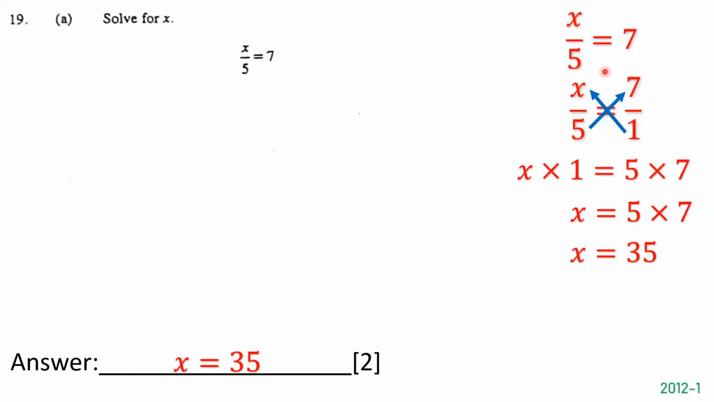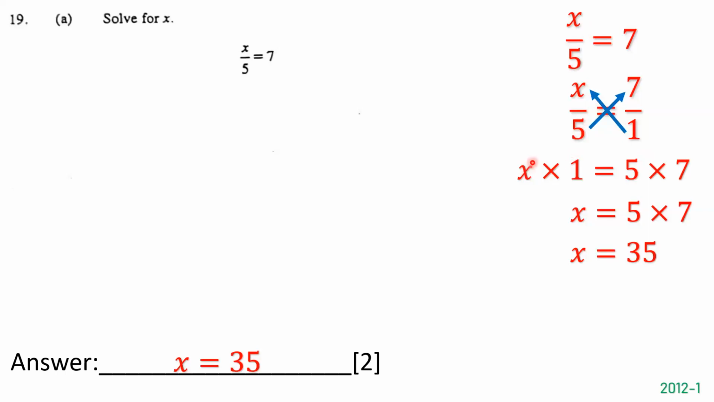And so what we're going to do is we're going to cross multiply. That's the technique for this one. You want to cross multiply. So we're going to say 5 multiplied by 7, and we want to say 1 multiplied by x. And so let's multiply those two things. 5 multiplied by 7 and 1 multiplied by x.